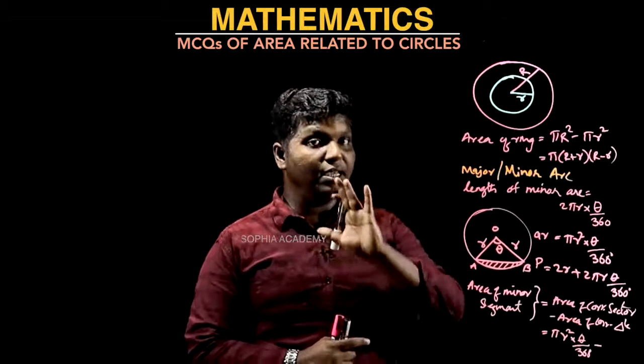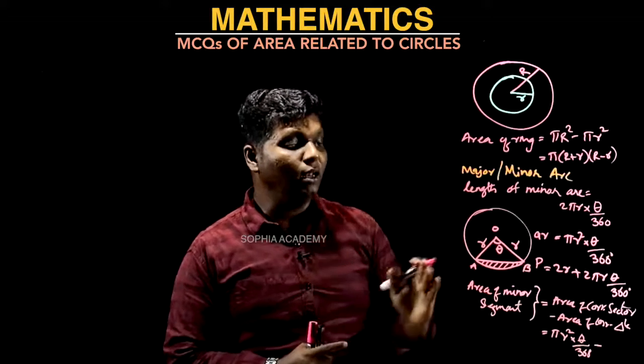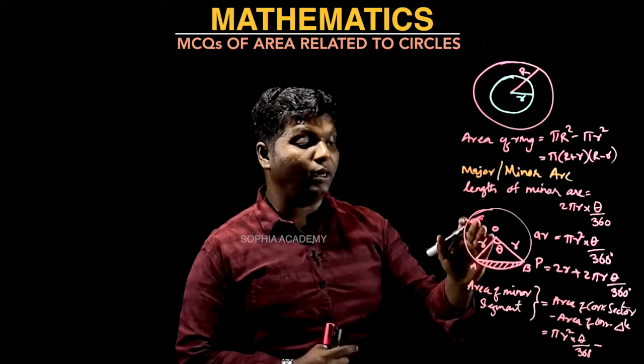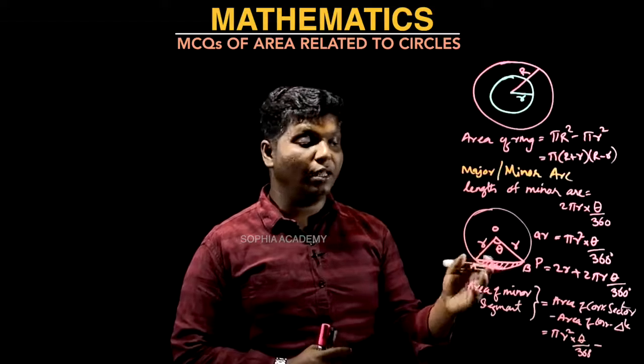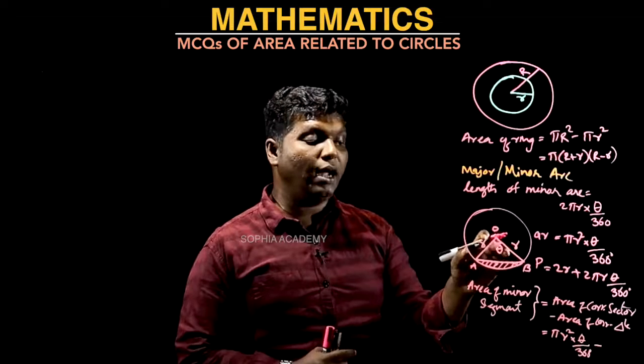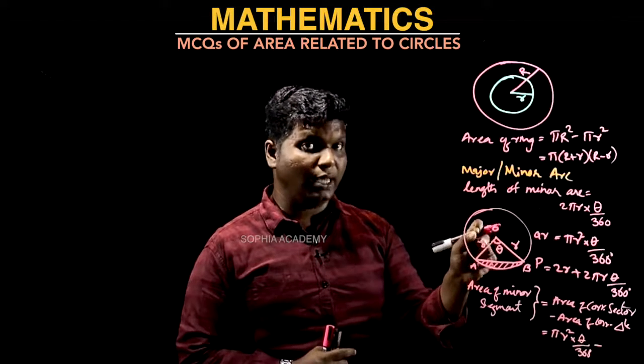This triangle has a specialty. What is the specialty of this triangle? Two of its sides are already known, both of them are radius itself. So we can say it is an isosceles triangle. But one thing is there, you also know the angle measure of that angle, right? You know the angle measure.